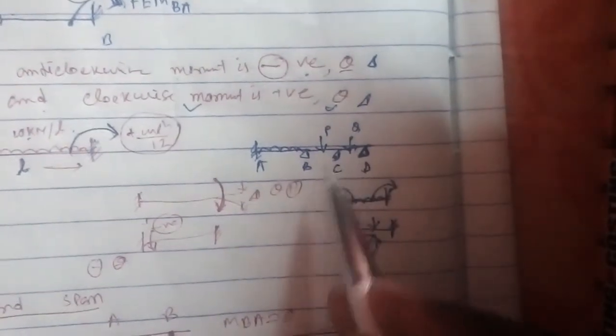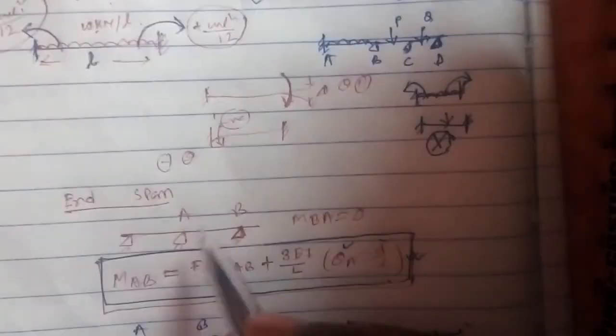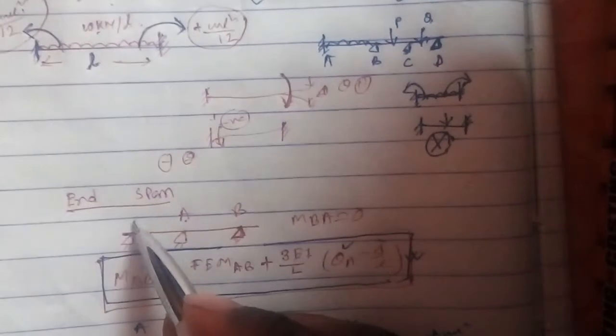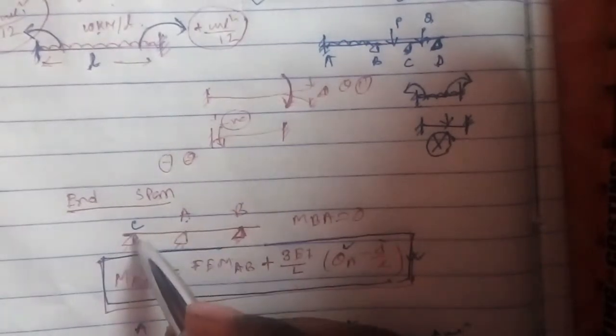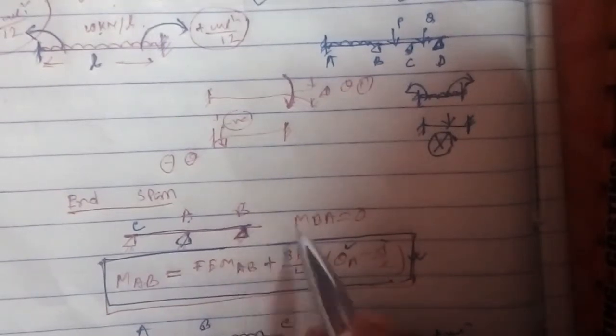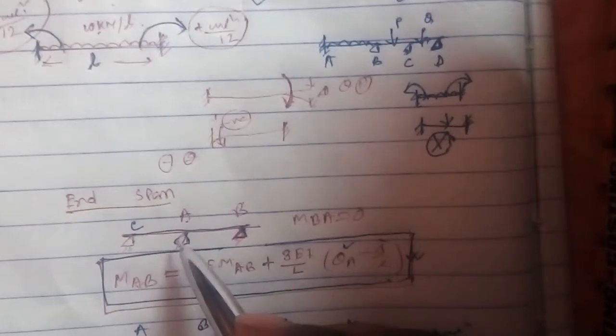Now I will discuss the end span. Suppose here is a beam section with A, B and C. In this case, both are hinge supports. Here we have to find out the value of MAB.